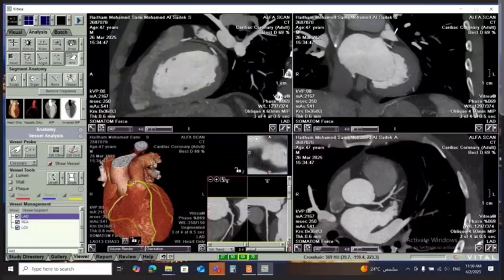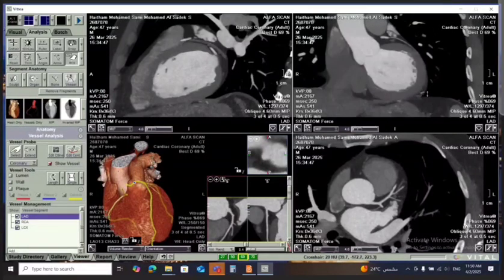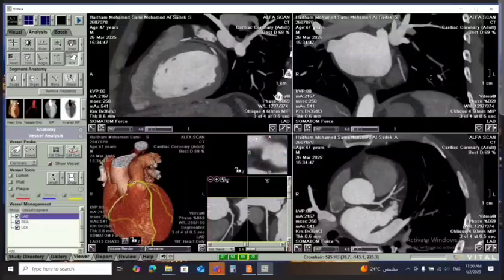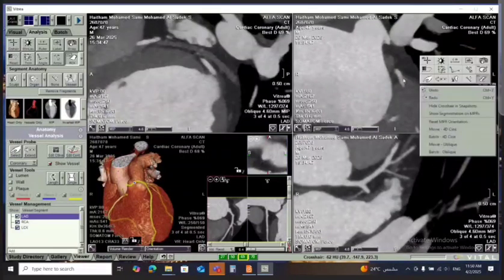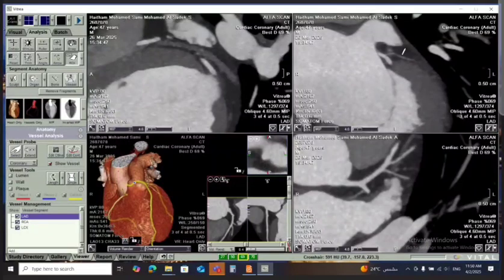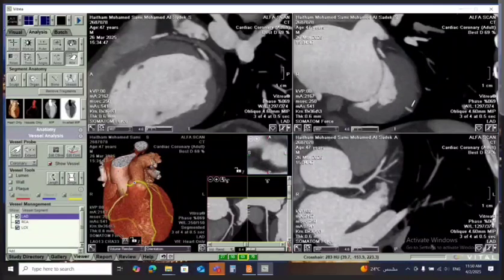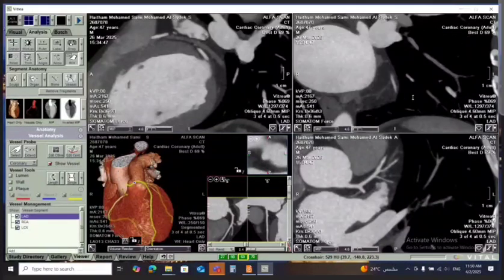It runs at the left AV groove between the left atrium and left ventricle. Here is the left atrium and left atrial appendage, and here is the left ventricle, and this is the mitral valve. This is the left circumflex artery. And this large branch is an OM artery. This small one is also an OM branch. First OM, second OM artery, and finally the third OM artery, which is a large branch.